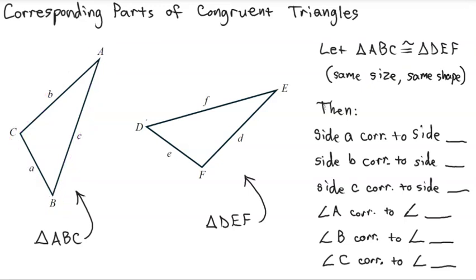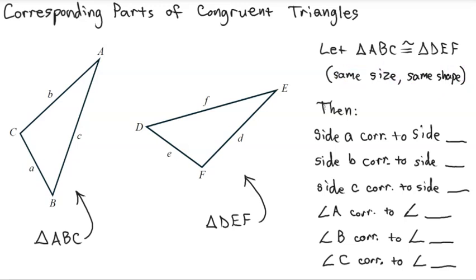And over here we have triangle DEF. Okay, so triangle DEF. And here's what we're saying: these two triangles are congruent with one another. So we're going to say that triangle ABC and triangle DEF are congruent. That means that this triangle and this triangle are the exact same shape and they are the same size.